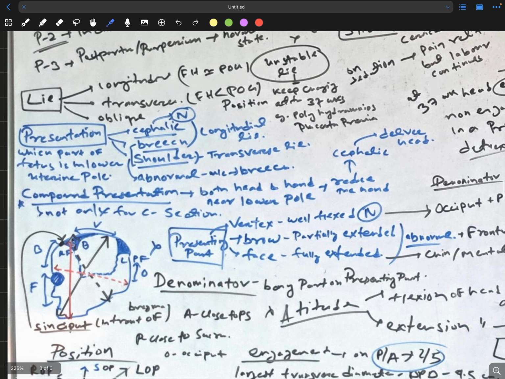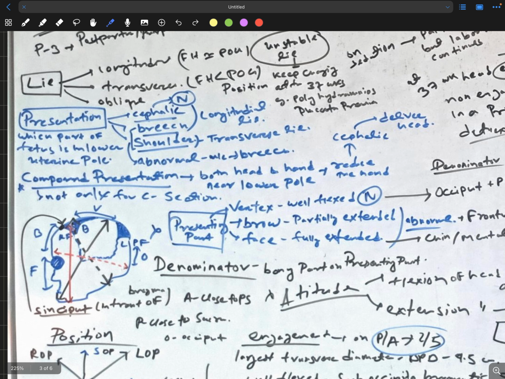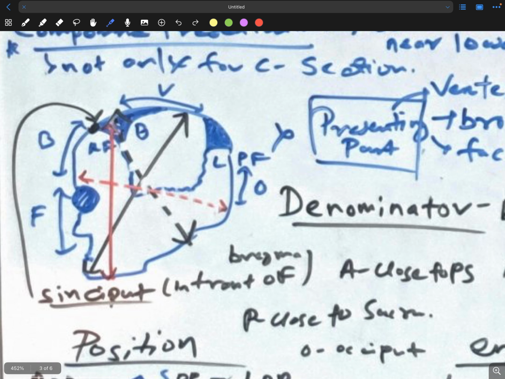So now we are going to discuss the presenting part. So what are the presenting parts? Presenting parts are the parts we palpate when we are doing the PV examination of the patient. One presenting part is vertex, another is brow, another is face. So look at this diagram. This is a fetal skull. This part is called vertex. This is the anterior fontanelle, this is the posterior fontanelle. Between the anterior fontanelle and posterior fontanelle, this part is called vertex.